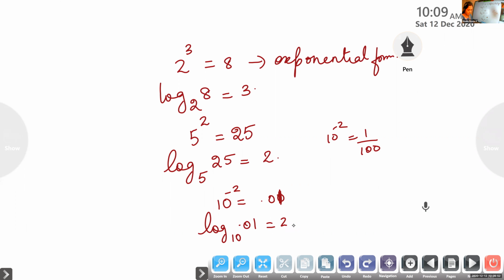So in general, suppose a raised to n is equal to b. Then log b to the base a is n.